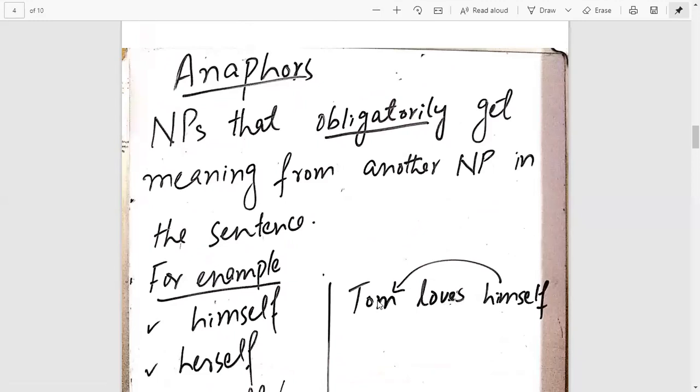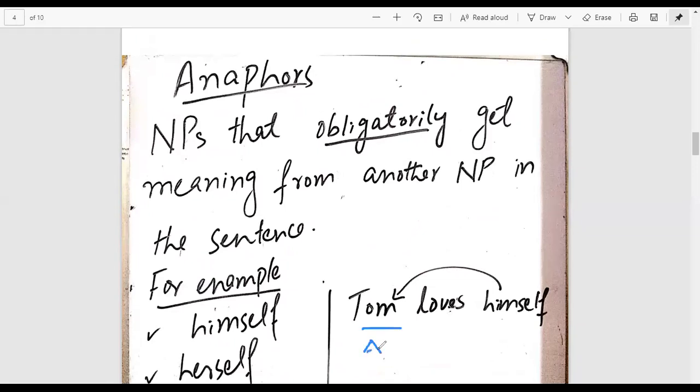So Tom loves himself. So here Tom is, as we already discussed, an antecedent, right? I will name it as A. So this himself is anaphor. So this anaphor obligatorily gets its meaning from this NP. I'm using this word obligatorily, and I also underline this because this is important here, that every time these noun phrases will get their meaning from another noun phrase in the sentence, right? So it is a must, it is important. So they are bound by this rule, these noun phrases.